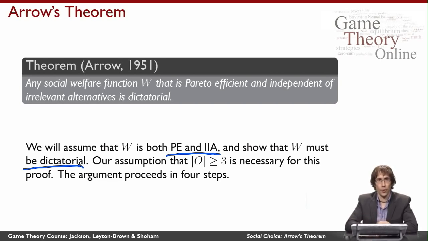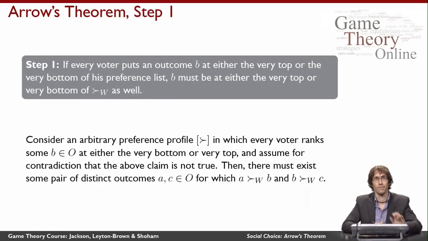Now, to avoid sweeping this under the rug, let me again remind you that we've made the assumption that the number of outcomes is at least 3. That's important for this proof. In a sense, it's important because independence of irrelevant alternatives doesn't really mean anything in the case of only 2 outcomes. There can't be an irrelevant alternative if there are only 2 things to be compared. So we're going to need to make use of the fact that there are at least 3 outcomes, as you'll see in the proof. So let's get started.